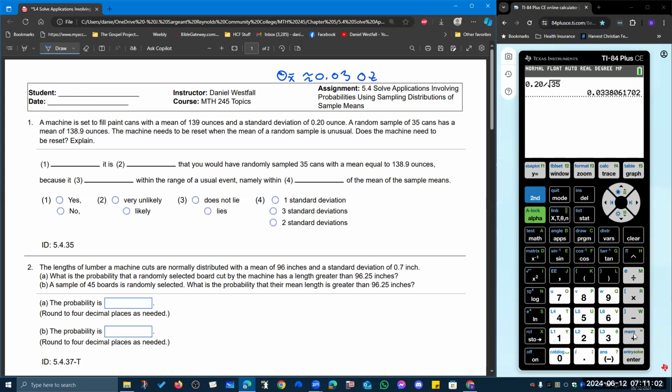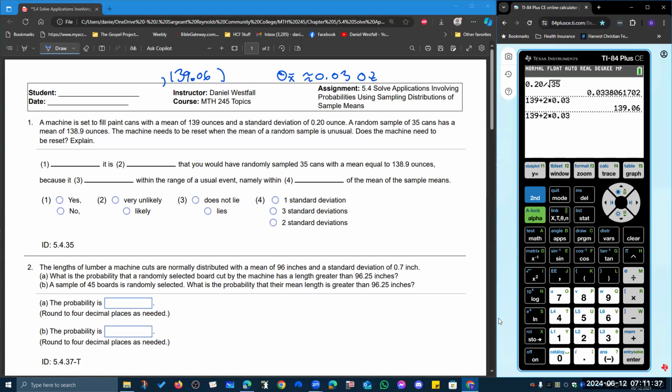And we need to take 139, that's our mean, plus 2 times 0.03. And we're going to get an upper boundary of 139.06. You'll understand why I'm writing it in interval notation next chapter.